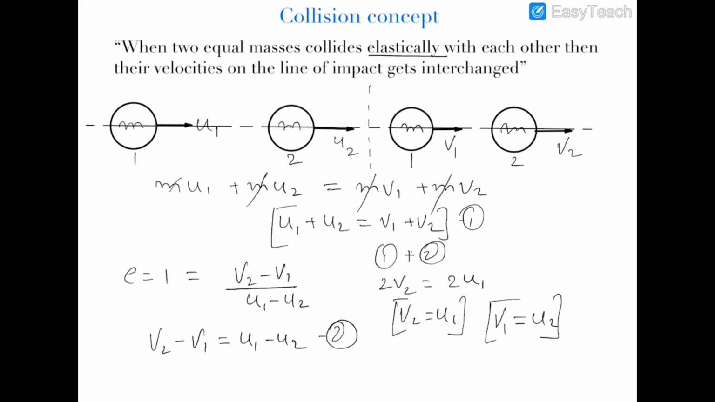So this is the concept in which if two equal masses collide elastically, then their velocities which are on the line of impact get interchanged with each other. So this was the proof.